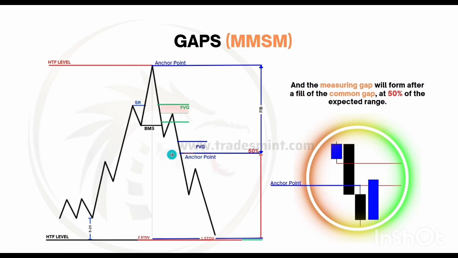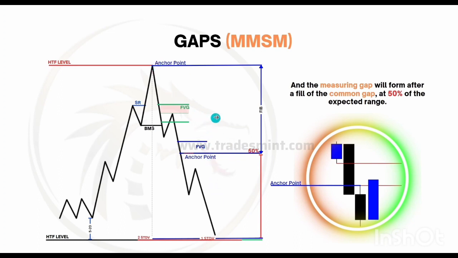We would not expect this to fill, and we can therefore adjust our stops accordingly. This also gives us insight if we are to enter another position below the measuring gap. Although your highest probability short entries would be located in the upper 50% of the dealing range from the origin high to the terminus low.